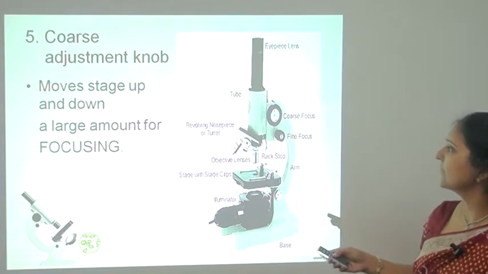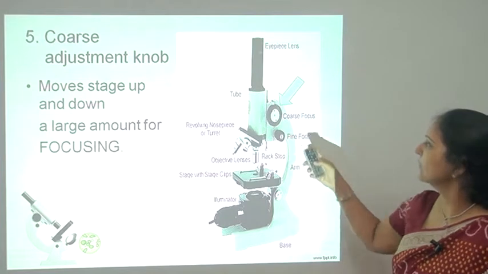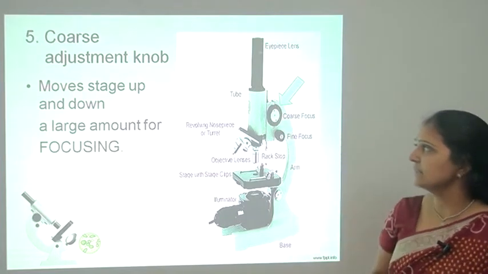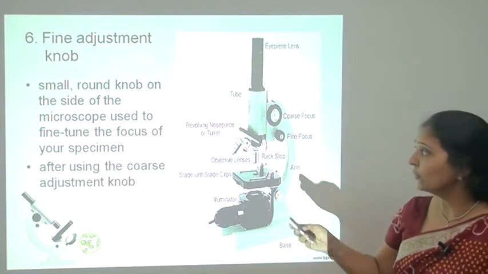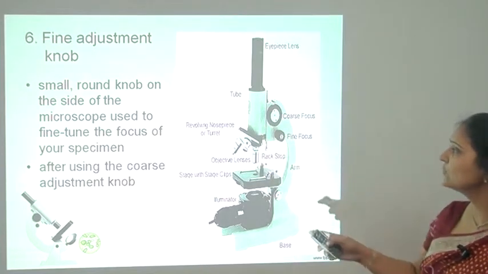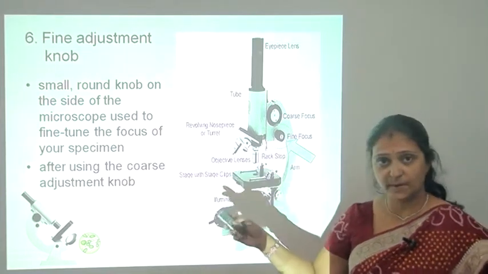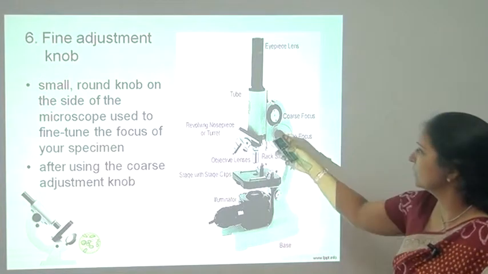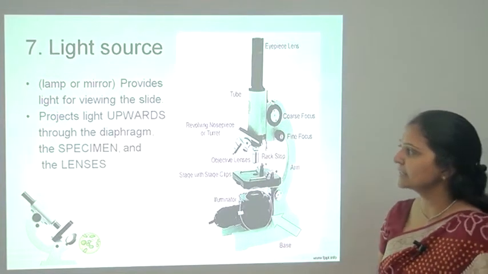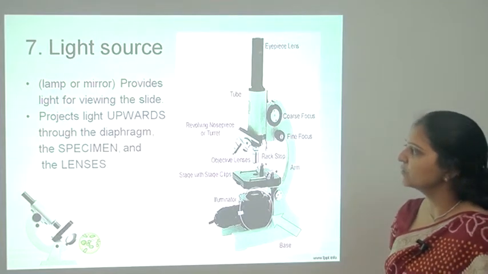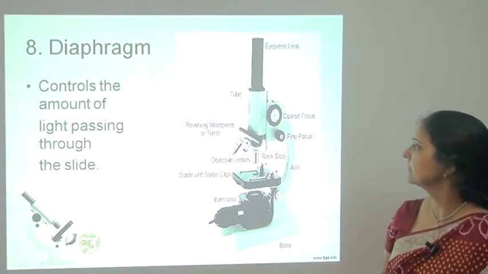This is the coarse adjustment knob. It moves the stage up and down by a large amount for focusing. Then the fine adjustment knob. It is the small round knob on the side of the microscope used to fine tune the focus of your specimen, and after using the coarse adjustment knob, we have to use the fine adjustment knob. This is the fine adjustment knob. Then the light source. It provides the light for viewing the slides, and projects the light upwards through the diaphragm, the specimen, and the lens. So here is the light source.